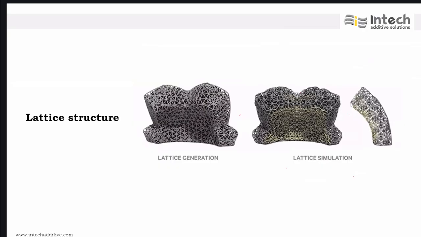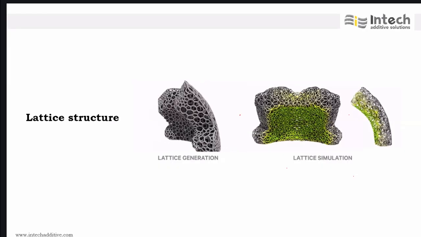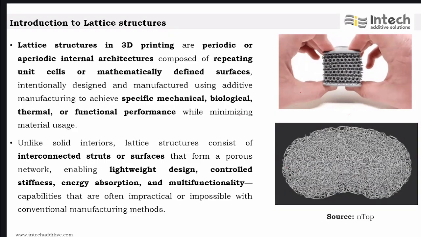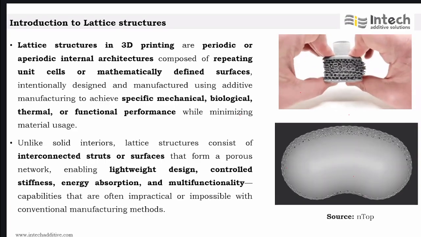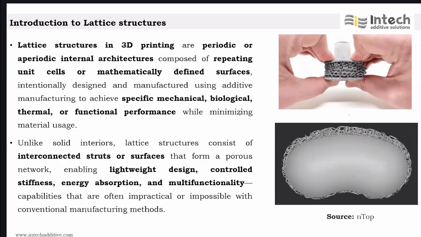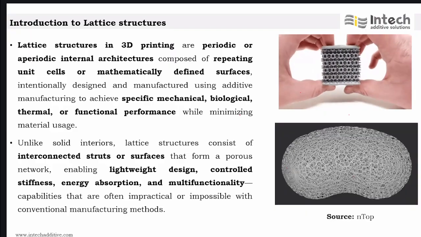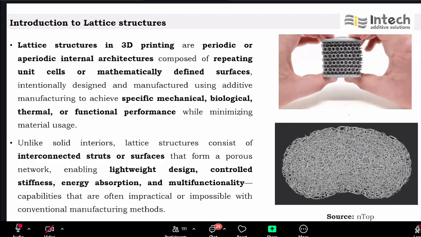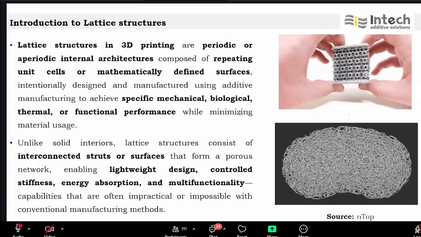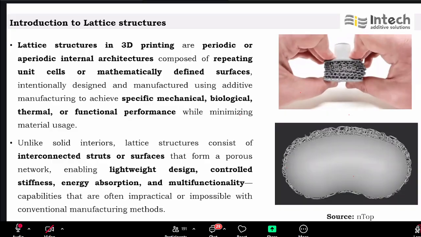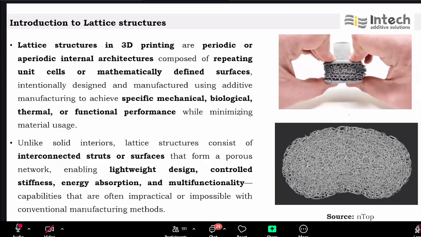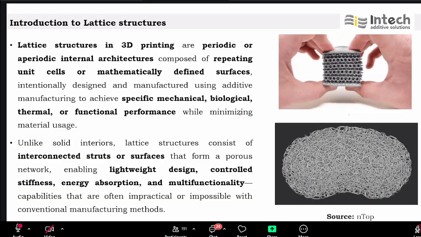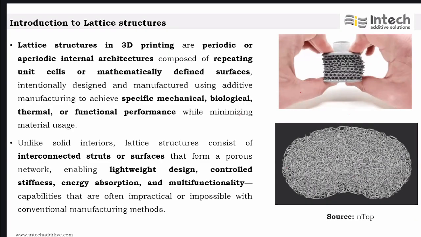Now we'll actually start with the discussion related to lattice structures. First we will try to understand what a lattice structure is. It is very simple. Lattice structures in 3D printing are nothing but internal architectures made of repeating, mathematically defined unit cells. They are designed to tune mechanical, thermal, biological or other functional performance.